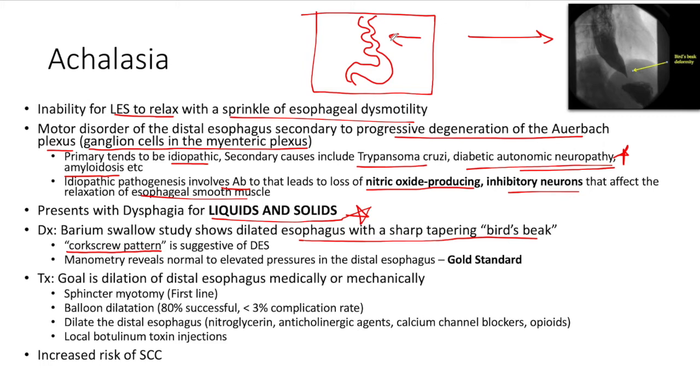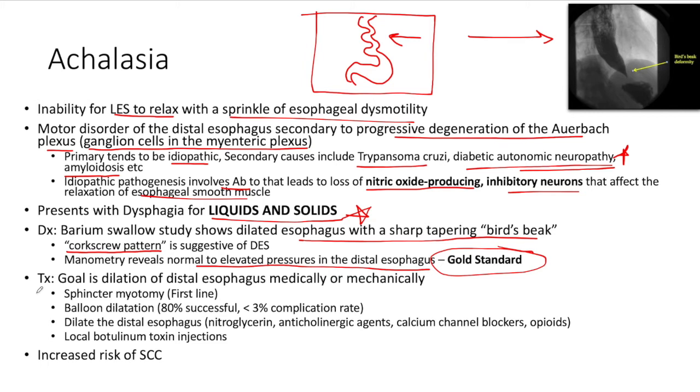So, yeah, great. Manometry revealing normal to elevated pressures in the distal esophagus is the gold standard, and definitely would confirm our diagnosis. The treatment goal, we need to dilate that distal esophagus medically or mechanically. So our first line is going to be just to go in there surgically and take out a bit of muscle. It's called a sphincter myotomy, and for most patients, that's going to be pretty successful. Okay, that should be good enough.